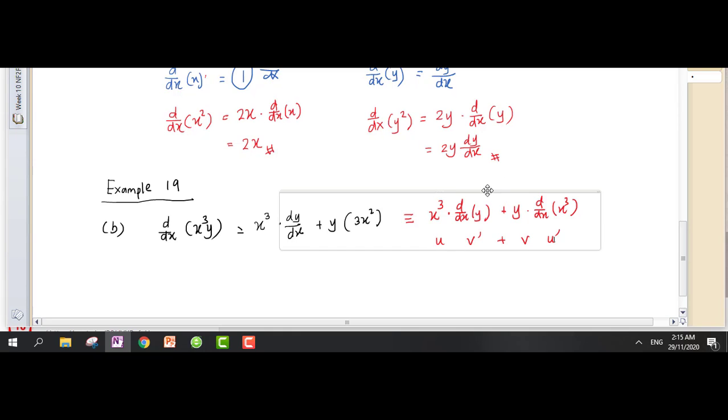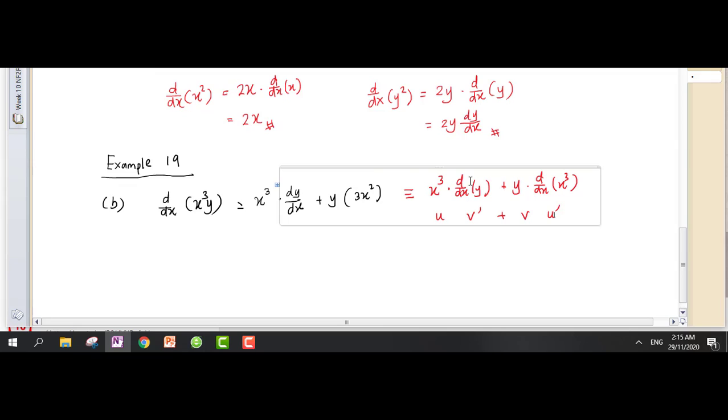But normally, if you're familiar with the product rule, you can do the differentiation directly to obtain the expression. We need to simplify it because this is just finding the derivative of x cubed y with respect to x. It means you do not need to express dy/dx as the subject. You just need to simplify it, and that's it. So this is question B.